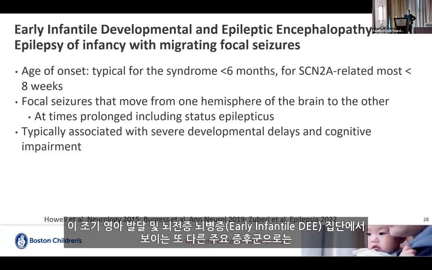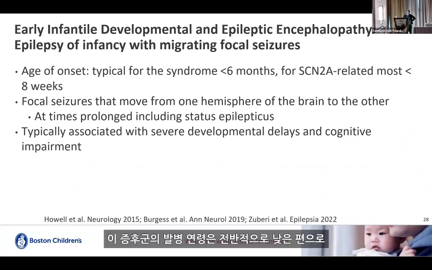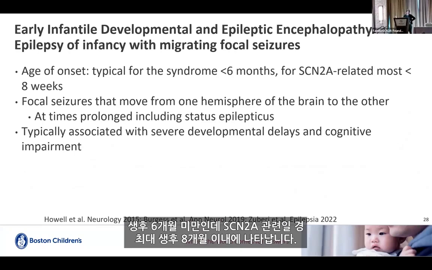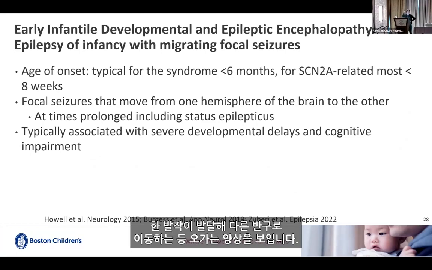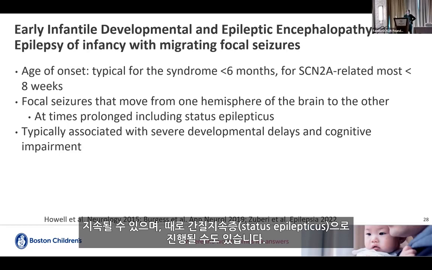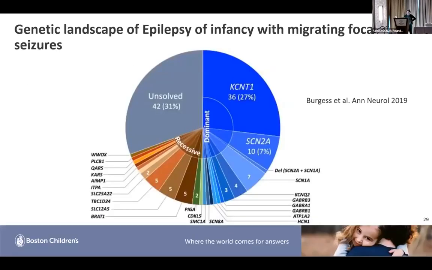The other common specific syndrome within this early infantile DEE group is epilepsy of infancy with migrating focal seizures. The age of onset is fairly young. For the syndrome overall, it's less than 6 months. For SCN2A, the cases reported have been mostly under 8 weeks and usually very early. It's an interesting syndrome with focal seizures that ping pong between the hemispheres. One seizure is evolving and then it pops to the other hemisphere and new seizures evolve and they kind of ping pong around. They can be prolonged and sometimes evolve to status epilepticus, and they're typically associated with pretty severe developmental outcomes.